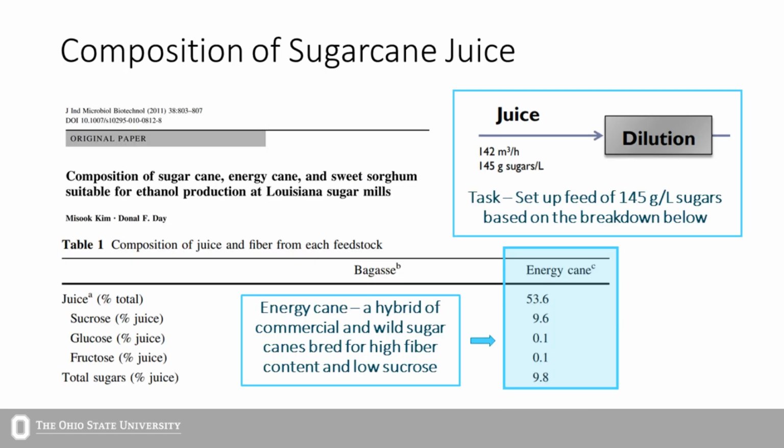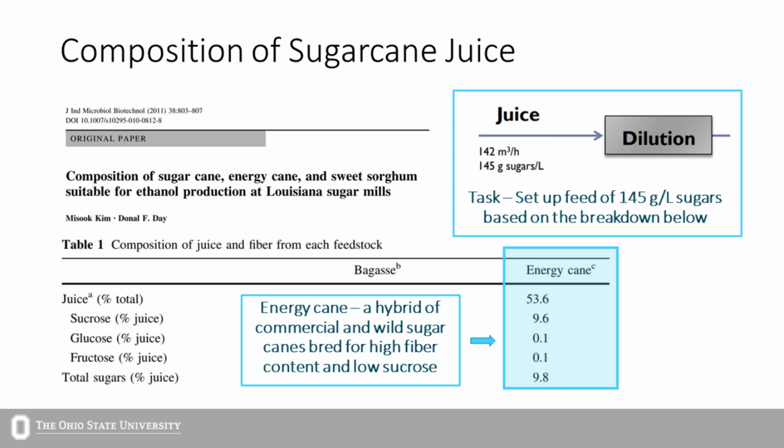So, how to set up the sugarcane juice. We will be using this reference from 2011. It talks about sugarcane, energy cane, and sorghum, each as a starting point for ethanol production. Energy cane is defined as a hybrid of commercial and wild sugar canes bred for high fiber content and low sucrose, so we will be using those numbers.